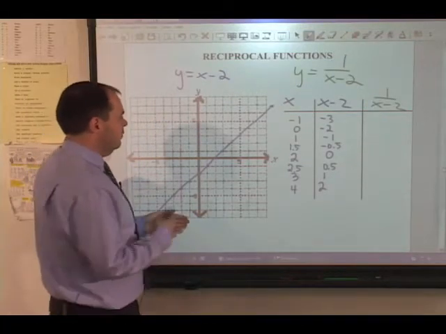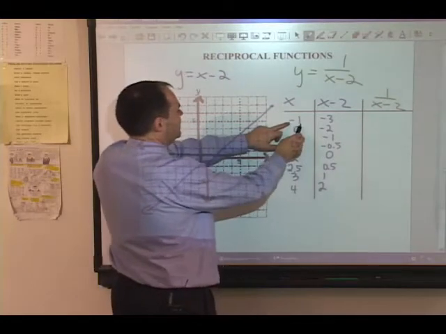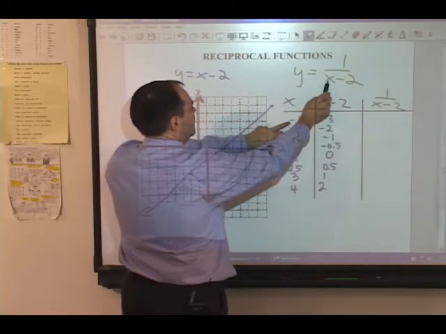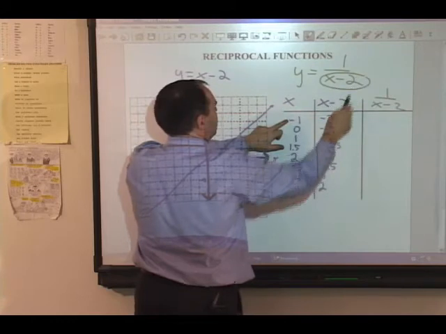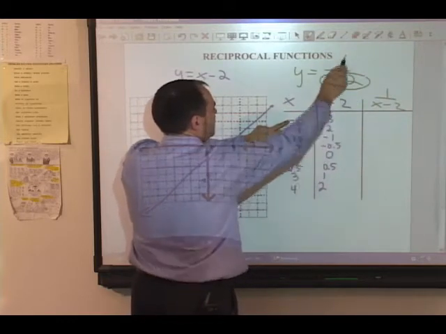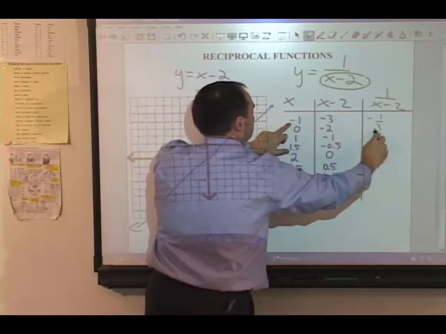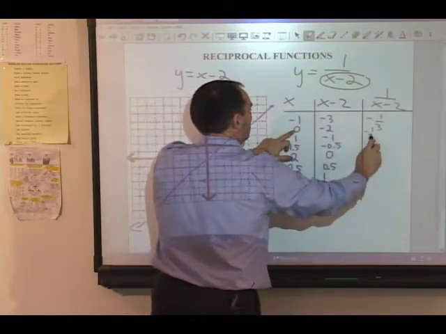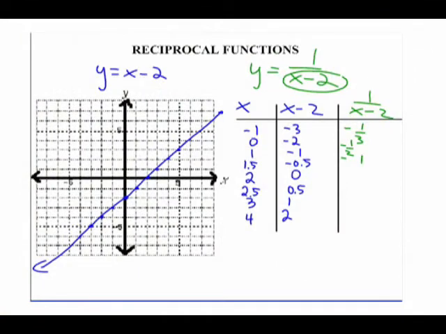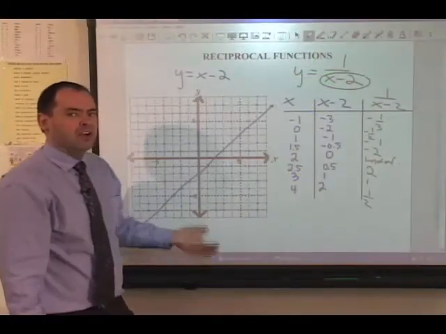Just to make that clear, for example, if I plug negative 1 into my reciprocal, negative 1 minus 2, here's the negative 3, but it's not negative 3, it's 1 over negative 3. So it's not this value, it's the reciprocal of that value. And similarly for each of these other y values, we will take the reciprocal of each of those. Reminder that the reciprocal of y equals 0 is undefined, y equals a half is 2, and so on. Now I'm going to graph these points.